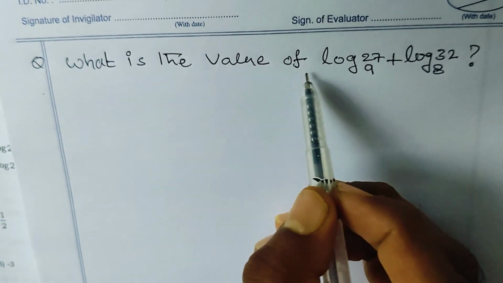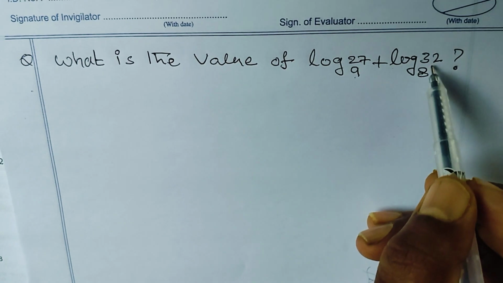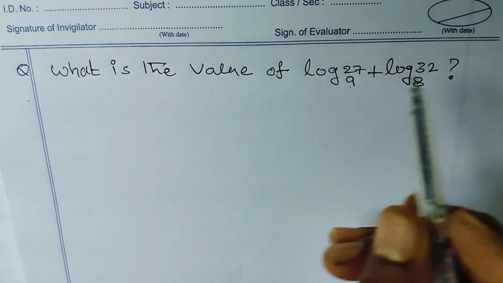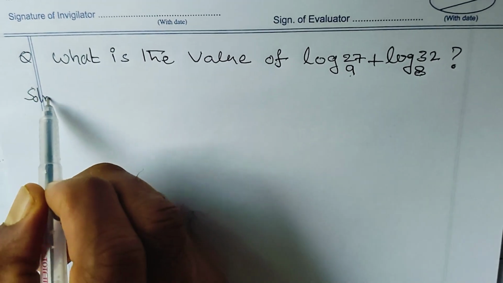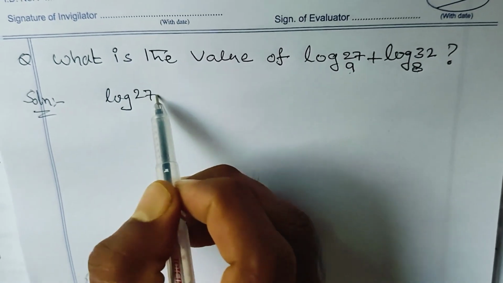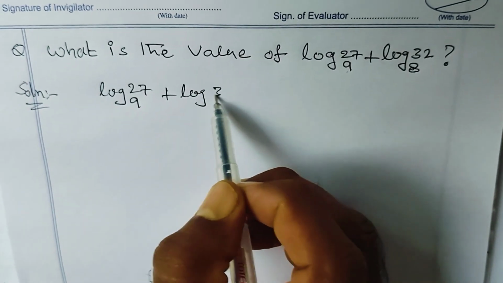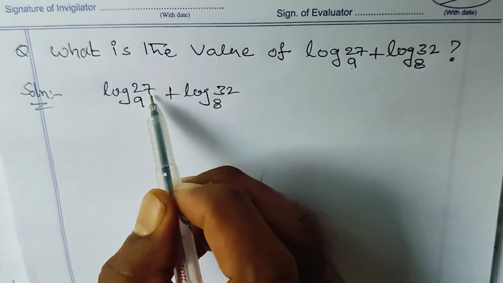What is the value of log 27 base 9 plus log 32 base 8? Solution: log 27 base 9 plus log 32 base 8.